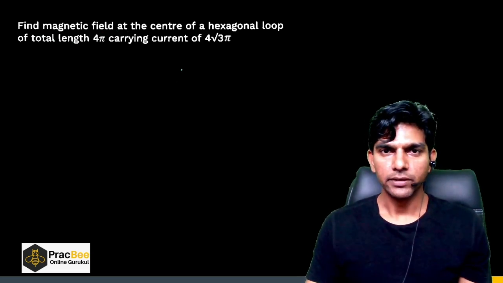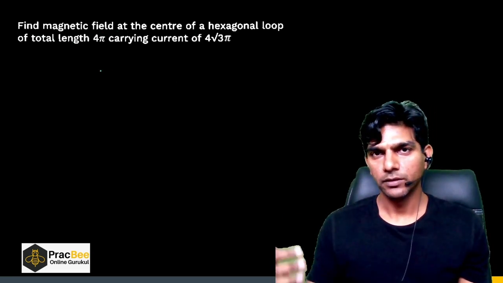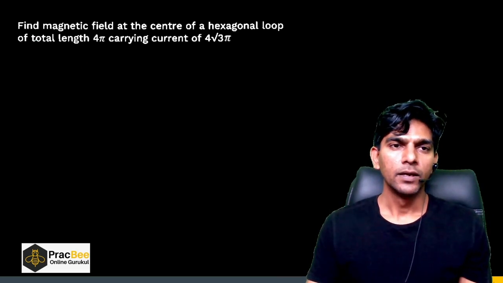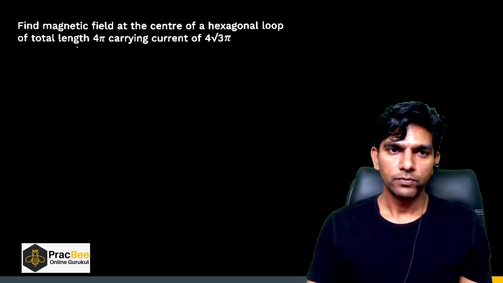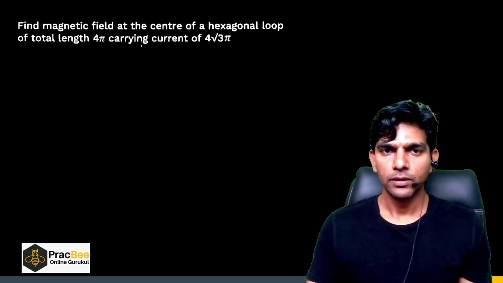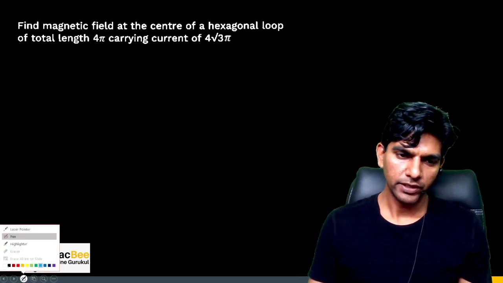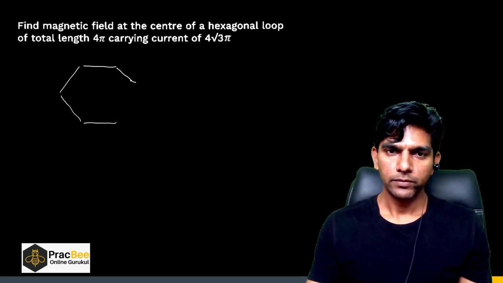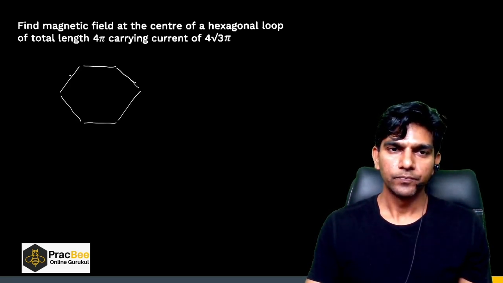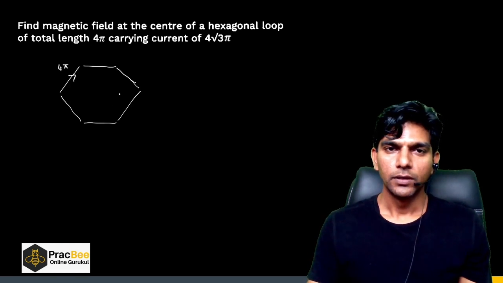So this question is from magnetism, where we have to find the magnetic field by a current carrying conductor. Find the magnetic field at the center of a hexagonal loop of total length 4 pi carrying a current of 4 root 3 pi. Okay, so we have a regular hexagon, which is carrying a current of 4 root 3 pi.